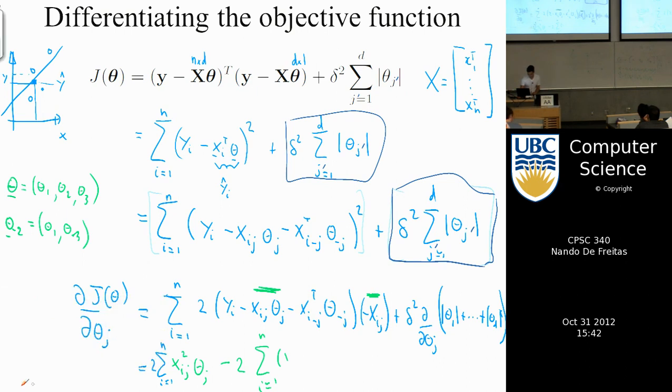Let's use a different color. Is anyone colorblind? Email me if you are. No, because I often use red. And so it's y_i minus x_i,-j transpose theta_-j times x_ij. So in other words, this, this, and this.